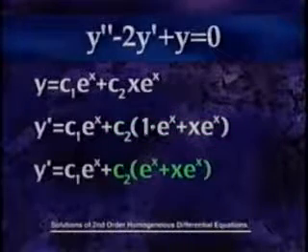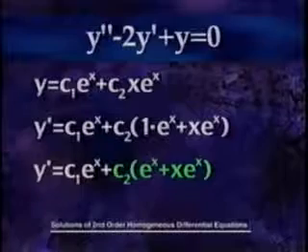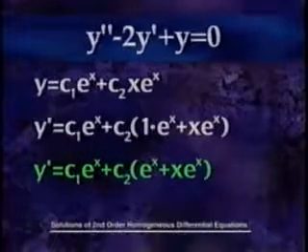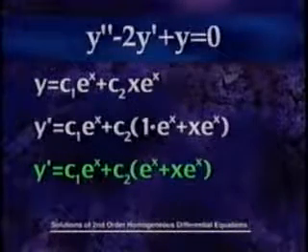This simplifies to c2 times e to the x plus x times e to the x. So the first derivative is c1 times e to the x plus c2 times e to the x plus x times e to the x.